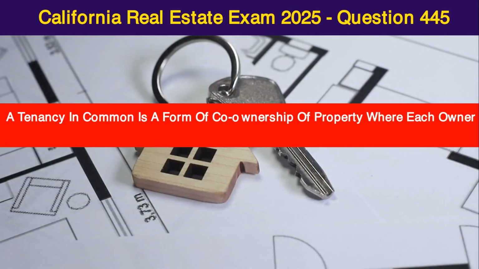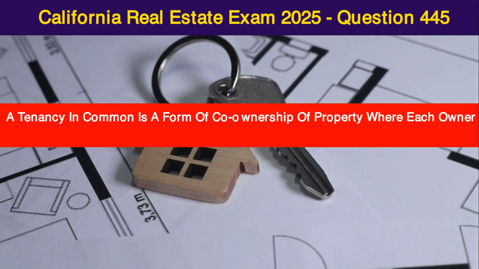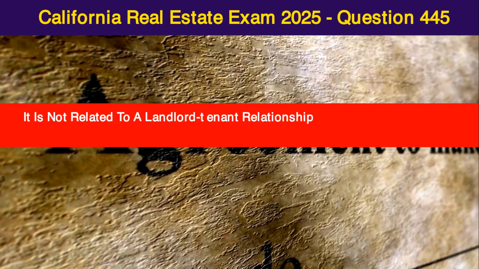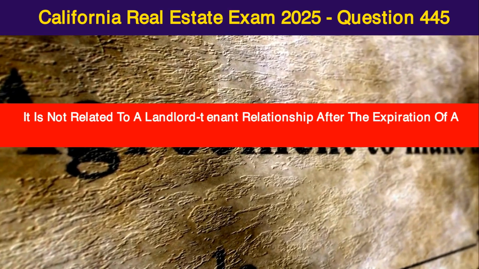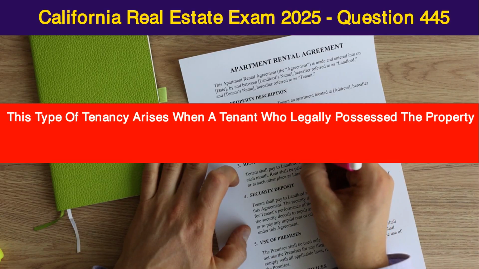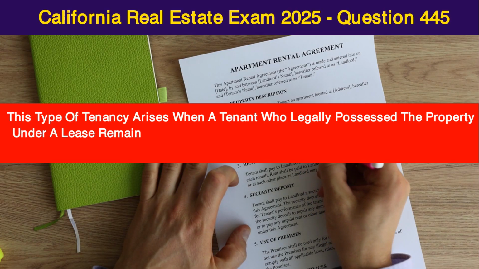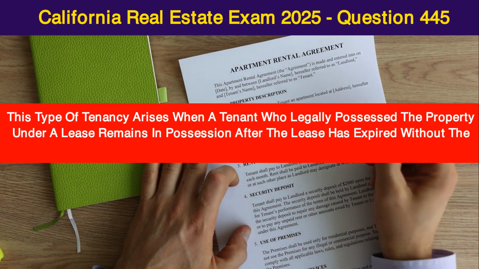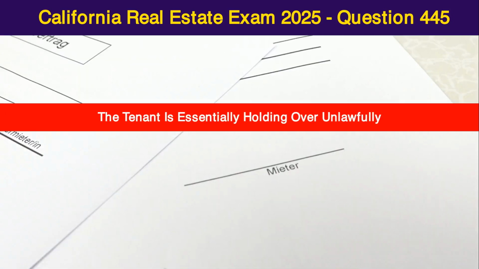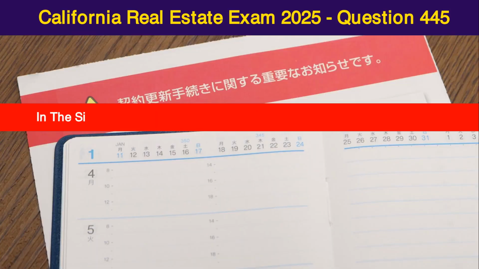A tenancy in common is a form of co-ownership of property where each owner holds an undivided interest in the property. It is not related to a landlord-tenant relationship after the expiration of a lease. A tenancy at sufferance arises when a tenant who legally possessed the property under a lease remains in possession after the lease has expired without the landlord's consent. The tenant is essentially holding over unlawfully.